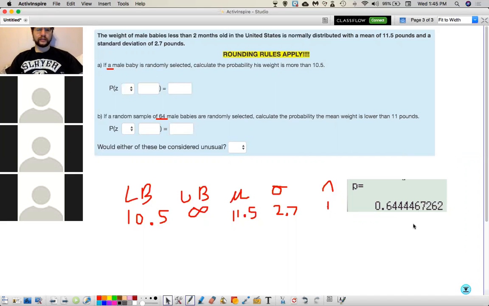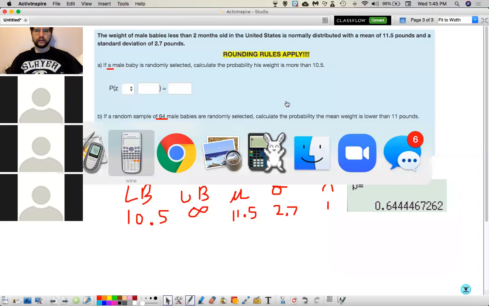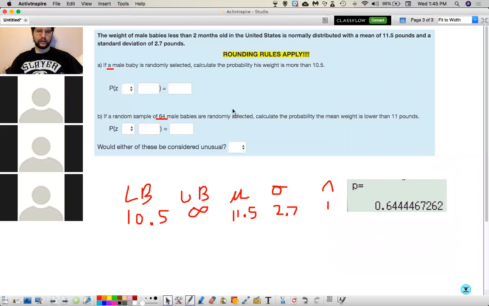Typically around probability we use 3 decimal places. Running with that, I guess 3 decimal places work. I'll check the answer key and see what they have in a minute. Now this is for part A.